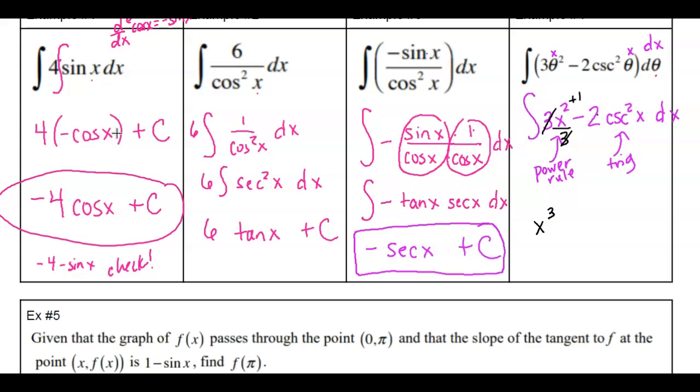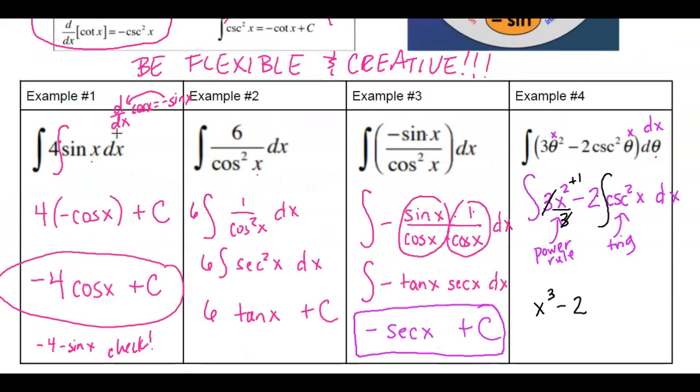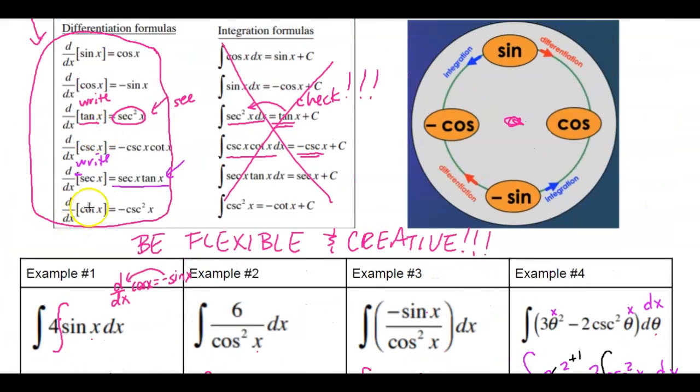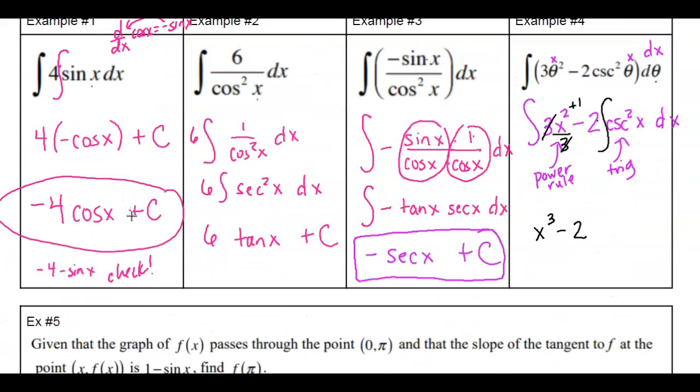The 2 I'm going to leave alone. And we're going to integrate this. So cosecant squared. Let's go back. And we see, ooh, we see a negative also. So if I see negative cosecant, I get to just write cotangent. So that changes this to be a plus because I want that negative with the cosecant squared. So cotangent, and I'm going to change it. Oops, never mind. I'll leave it for a second.